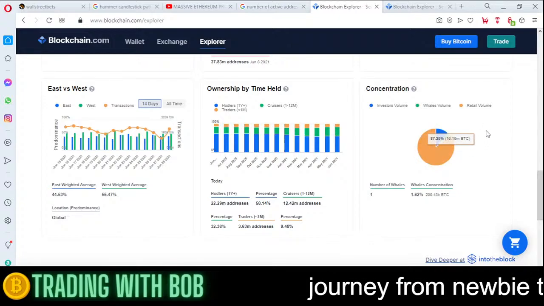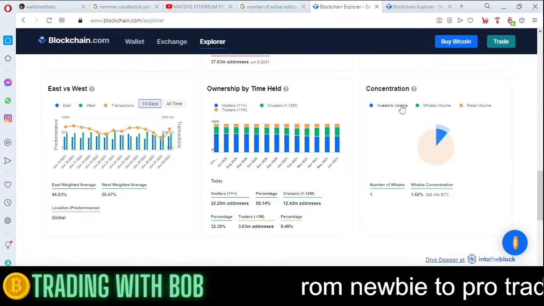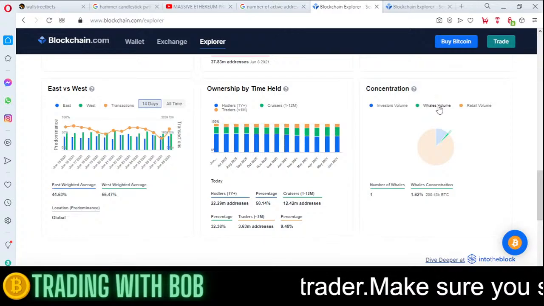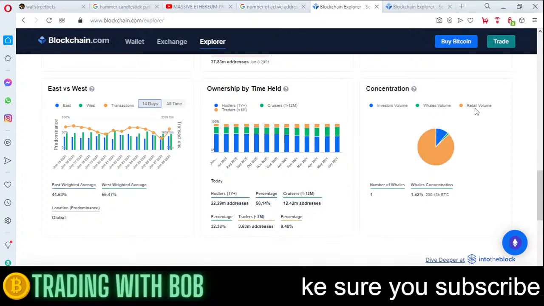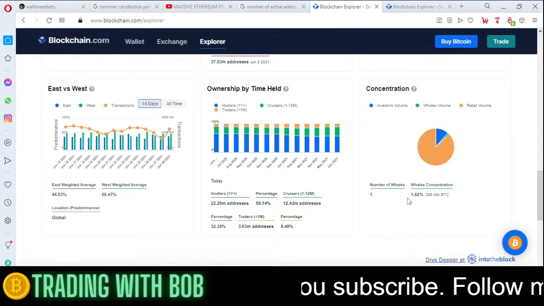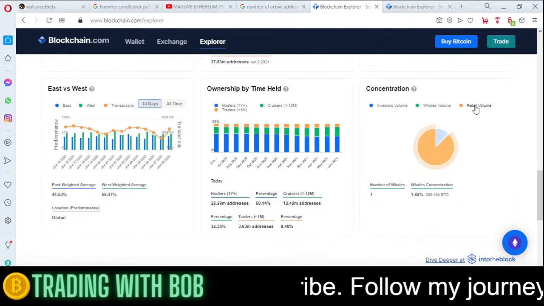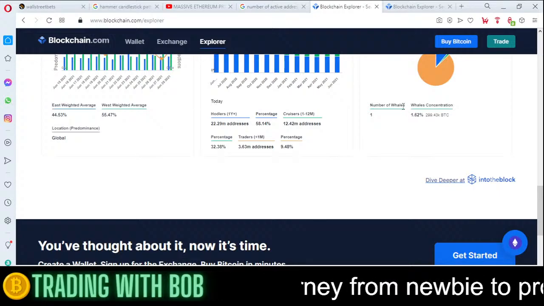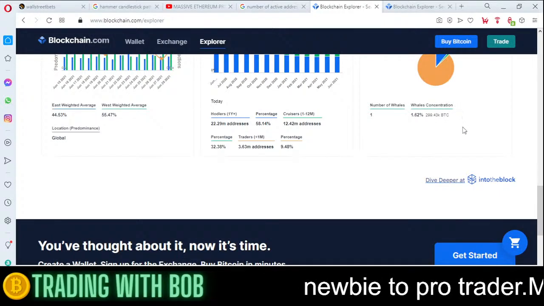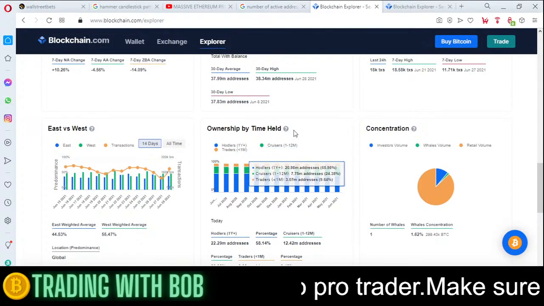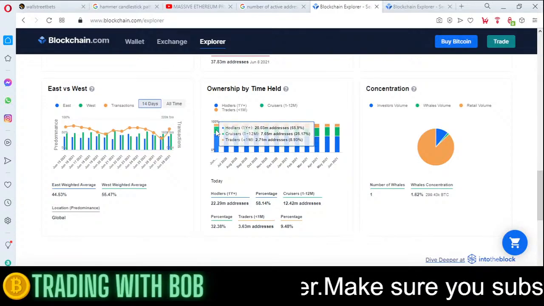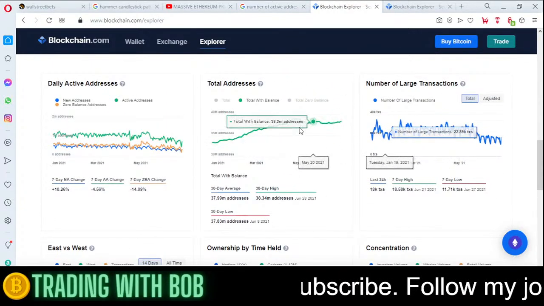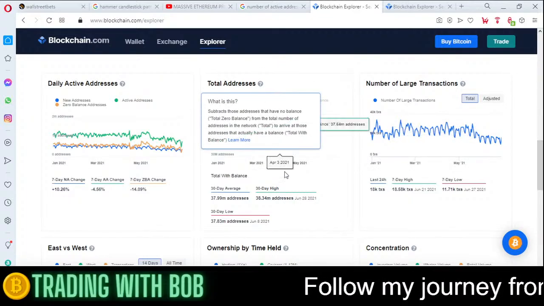Centralization, retail volume, whales, investors. Okay, so that's us basically. Whales are people that have billions. Then retail investors. I think we are retail. Number of whales, concentration. Okay, we got all that. Ownership, time held. Number of large transactions, total addresses. Yeah, this is what we're gonna look at.